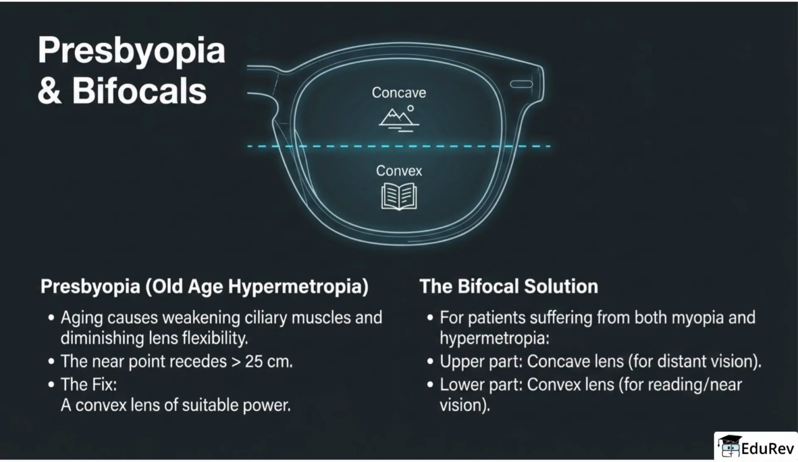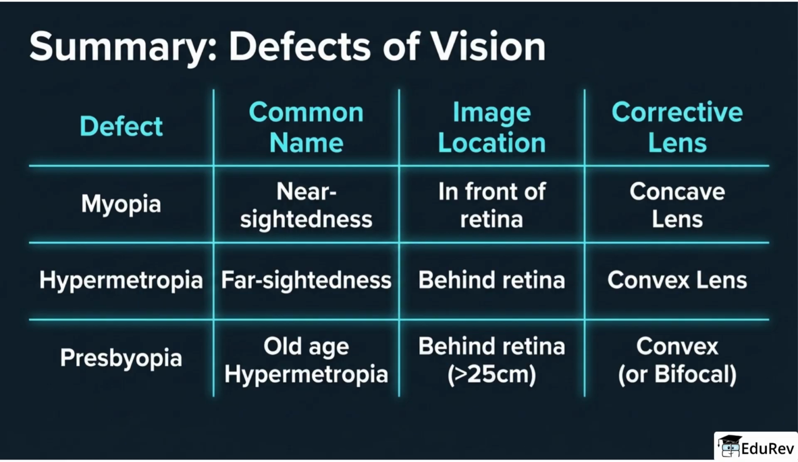However, for patients suffering from both myopia and hypermetropia simultaneously, the solution is bifocals. Bifocal glasses have an upper part made of a concave lens for distant vision and a lower part made of a convex lens for reading and near vision. To summarize everything we've learned about refractive defects today, let's review this final chart.